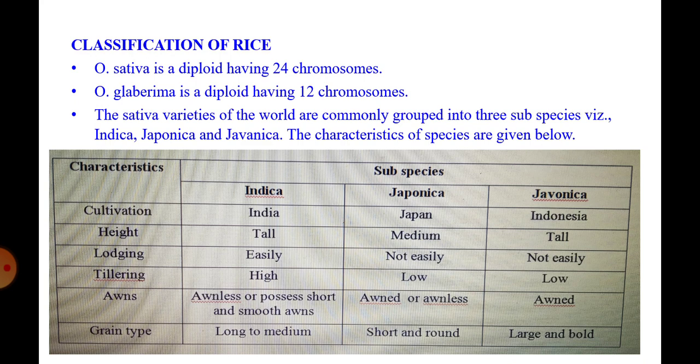Indica subspecies is tall in height, lodges easily, has high tillering capacity, is awnless or possesses short and smooth awns, and the grain type is long to medium. Japonica subspecies has a medium height, is not easily lodged, has low tillering, is awnless, and the grain type is short and round. Javanica subspecies has a tall height, is not easily lodged, has low tillering, and has a large and bold grain type.